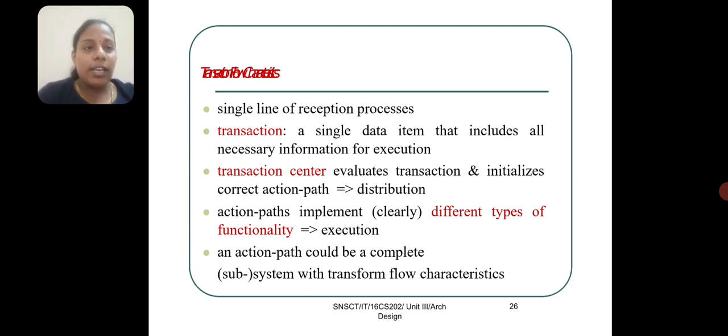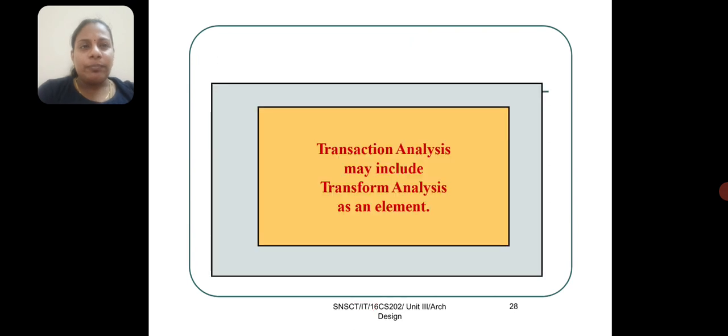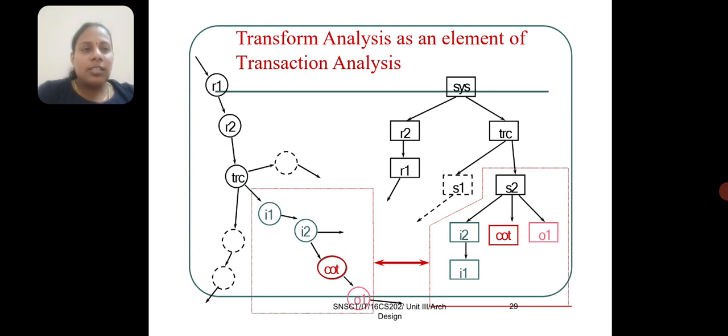Transaction center evaluates the transaction and initializes the correct action path distribution. Action paths implement different types of functionality and its execution. An action path could be a complete system with transform flow characteristics. And transaction analysis mapping heuristics. Transaction analysis may include transform analysis as an element. And these are all the elements.